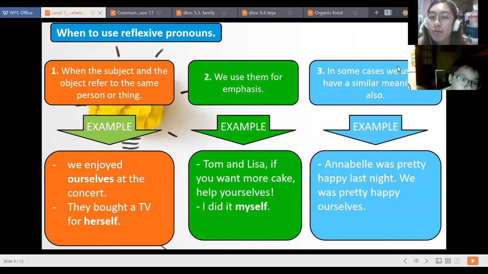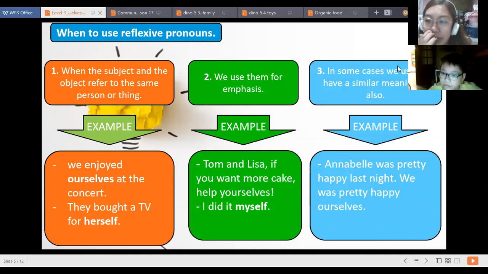So how about number two? Can you give me the example? Lisa, if you want more cake, help yourself. I did it myself. Okay. So where is the reflexive pronoun there? Yourself. Okay, very good.